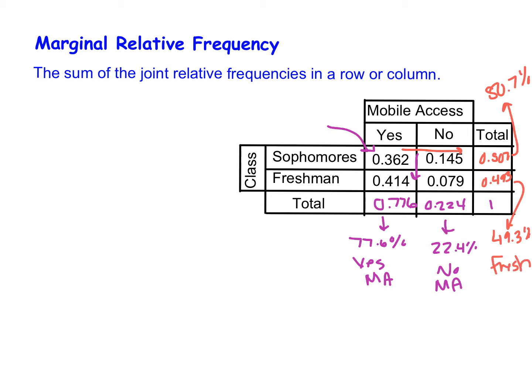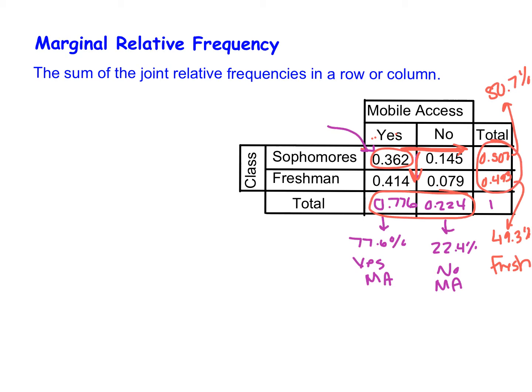So when we think about these, think of joint as the joint percentages. We're taking something with two categories in it and dividing it by the total to get that relative frequency. And when we're finding the marginals, that's when we're adding straight down or straight across to find within a single category.